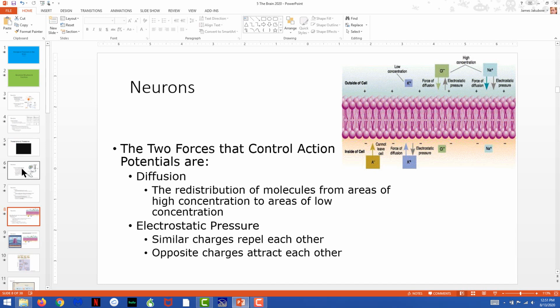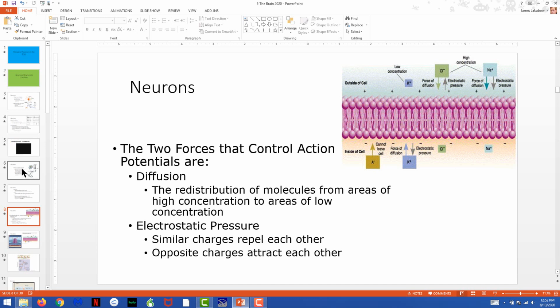Plus, sodium is also going to want to come in because sodium is in high concentration on the outside and a low concentration on the inside. So between both diffusion and electrostatic pressure, sodium wants to come in. What about chlorine on the outside of the cell? It's in a large concentration. So the diffusion process of the concentration is going to make chlorine want to come into the cell as a result of diffusion, but electrostatic pressure is going to keep it out because the inside of the cell is negative relative to the outside, and chlorine is a negatively charged ion. So the large concentration of chlorine on the outside is going to be repelled by the negative charge of the inside of the cell.